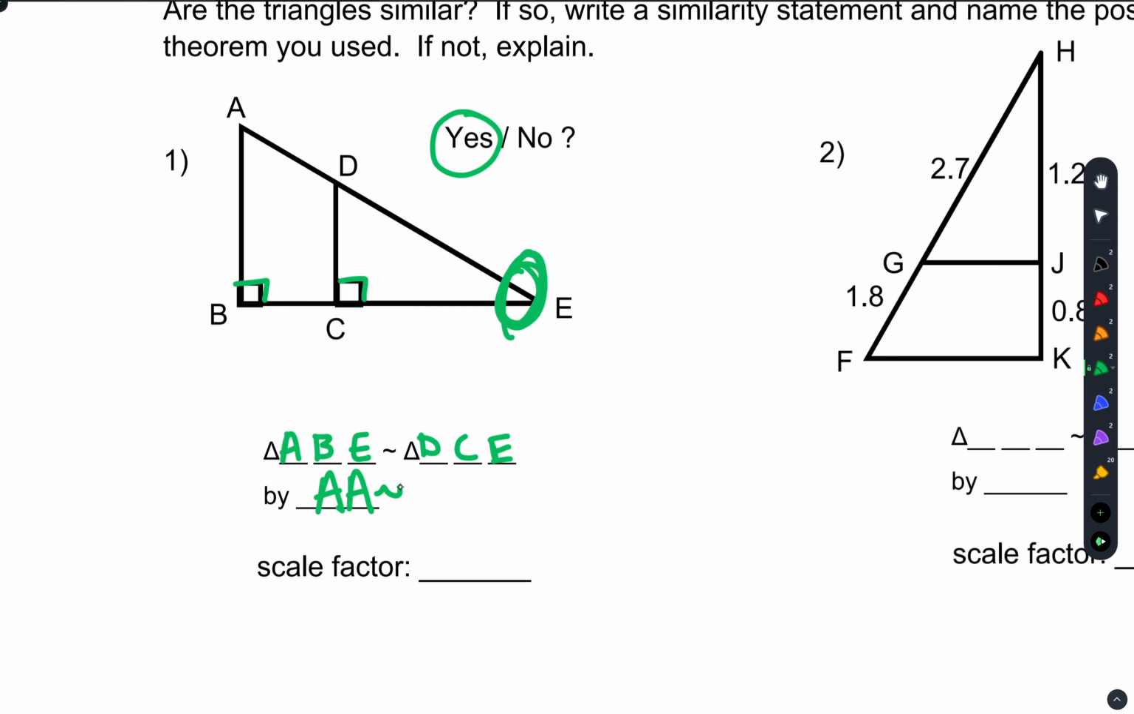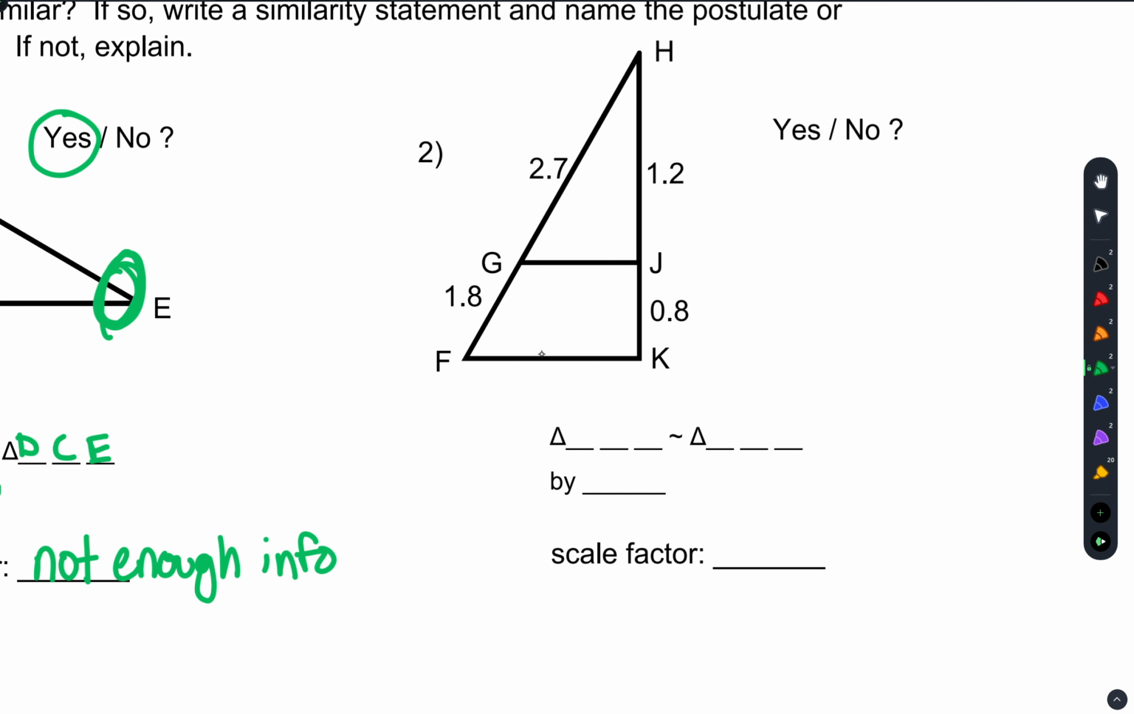And then, do I have enough information to write a scale factor? The scale factor comes from the sides. So when we prove something using angle, angle, and there's no side lengths available, we can just say that it's not enough information. That doesn't mean that they're not similar. It just means I don't have enough information to write a scale factor. And that's okay. Last one.